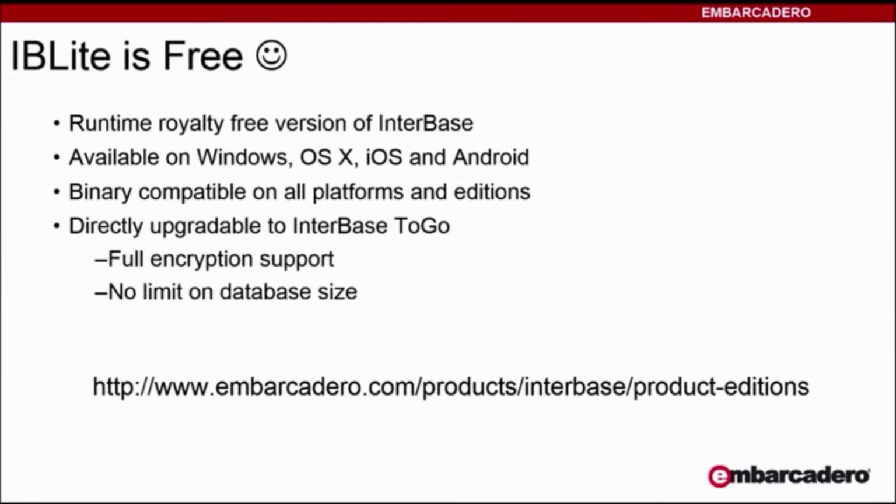IB Lite is free. It has a limit of 100 megabytes, but for small Paradox and DBase table installations, it's a great fit. It's available again on the Windows, OS X, iOS, and Android platforms for your applications that you might want to move from Windows to other platforms. It's binary compatible at a database level on all platforms and with all the editions of InterBase. And just by changing the registration key, you can directly upgrade it to the full power of InterBase with InterBase ToGo, with full encryption support and no limit on the database size.